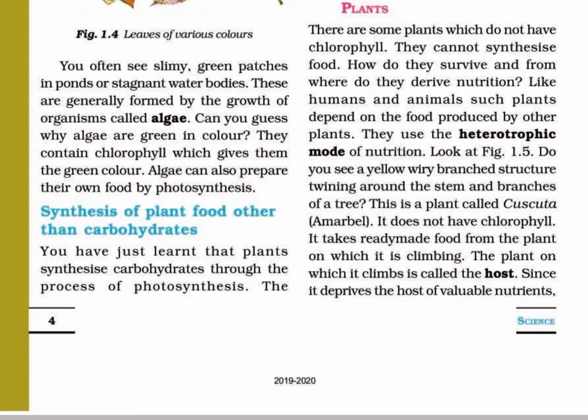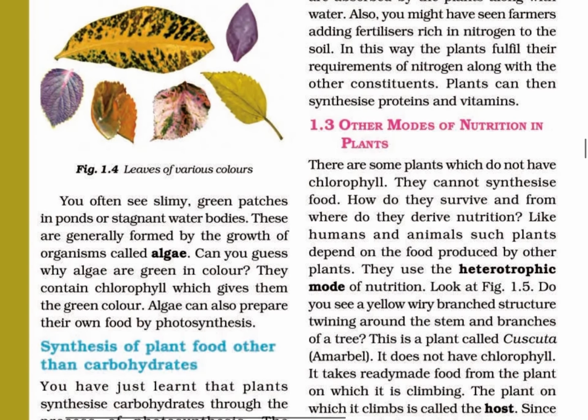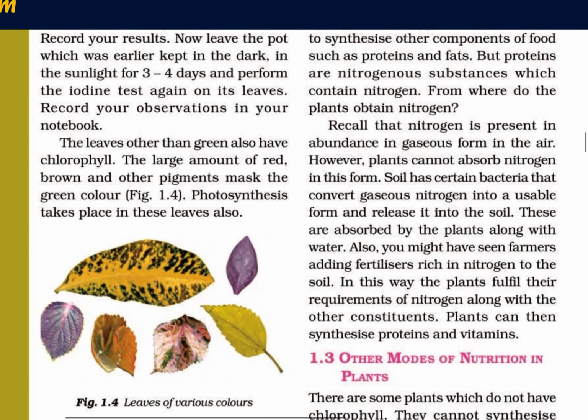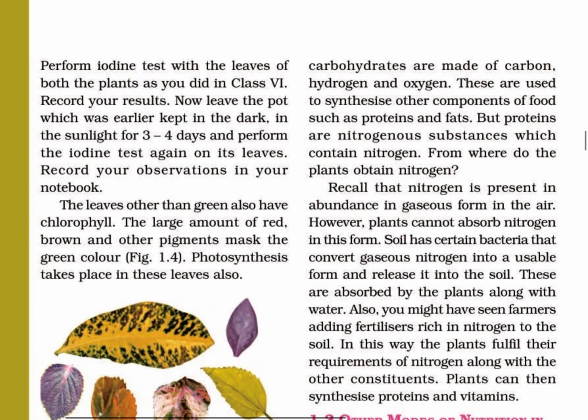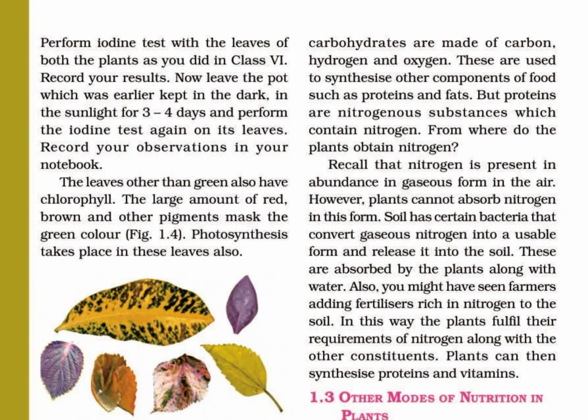Next, synthesis of plant food other than carbohydrates. You have just learned that plants synthesize carbohydrates through the process of photosynthesis. Carbohydrates are made of carbon, hydrogen and oxygen. They are used to synthesize other components of food such as proteins and fats.